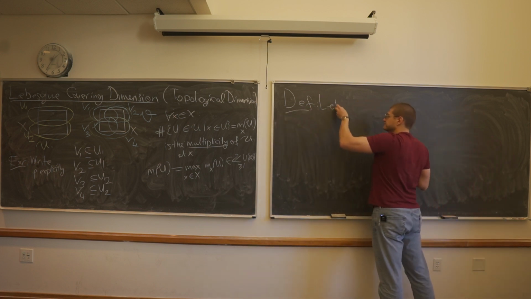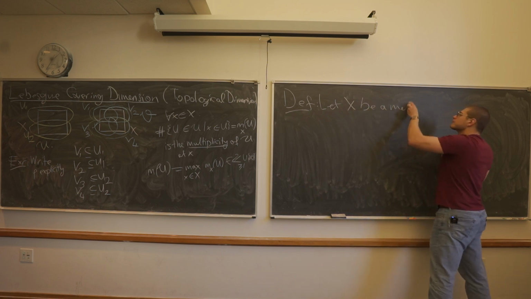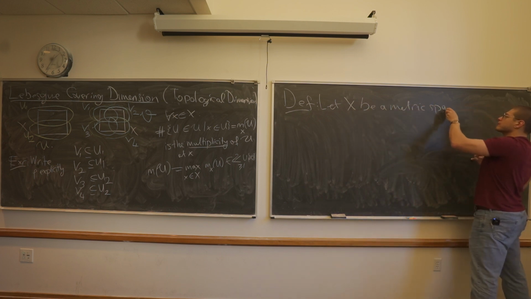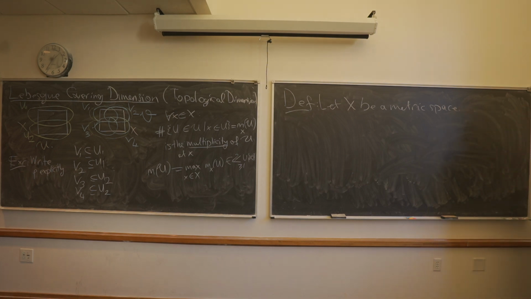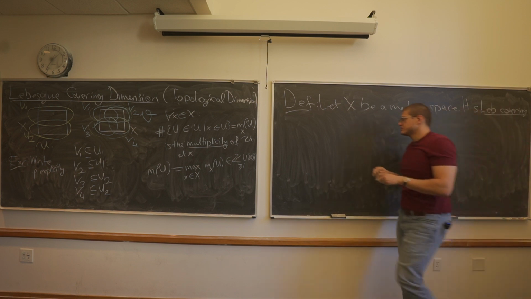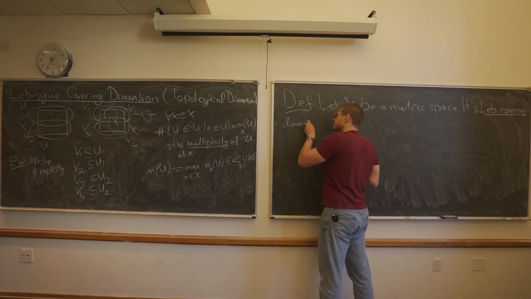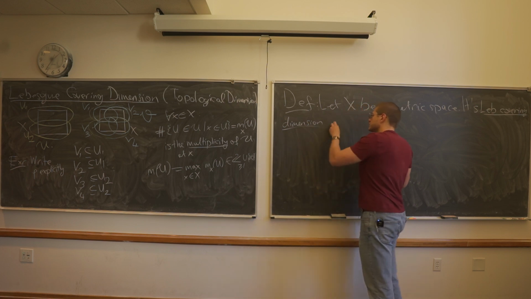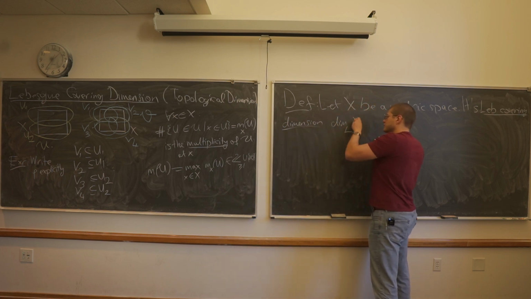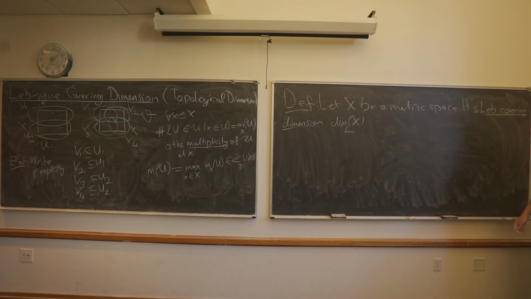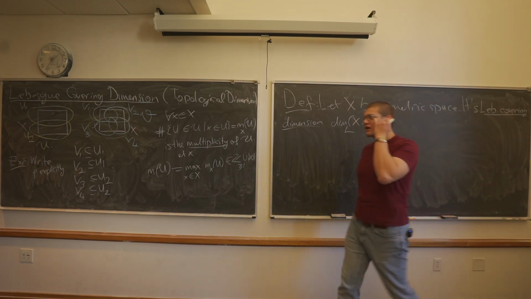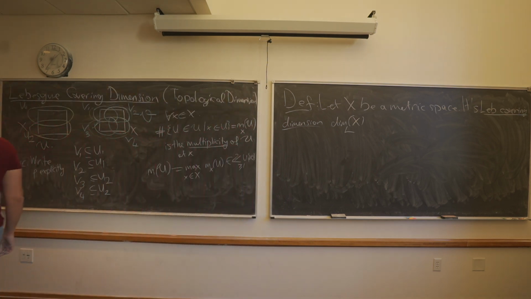So let X be a metric space. Its Lebesgue covering dimension, which I'm going to denote by dim sub L of X, this is going to be a number. This is kind of awkward, but it starts at -1, and it's an integer, or it's infinity.